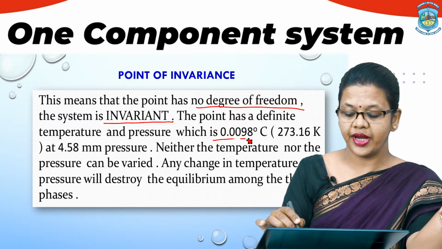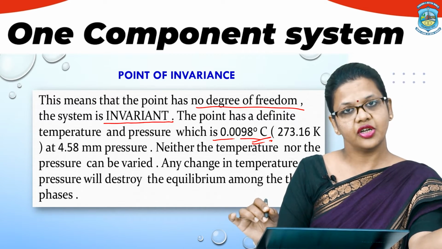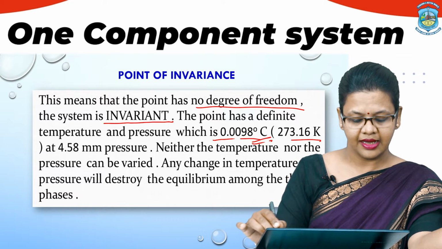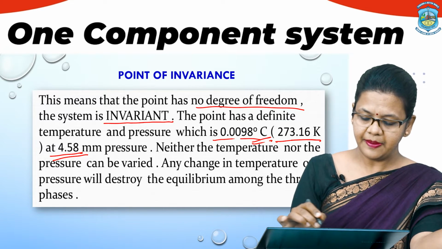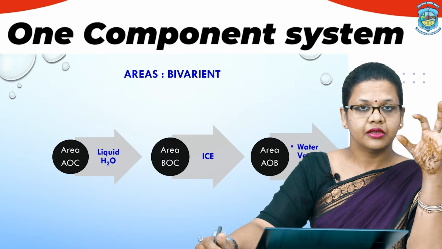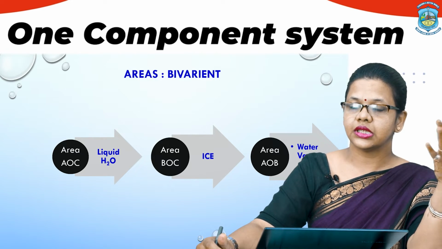It is 0.0098 in degree centigrade, or if we are talking about kelvins, it is 273.16 Kelvin, with a pressure of 4.58 mm of mercury.